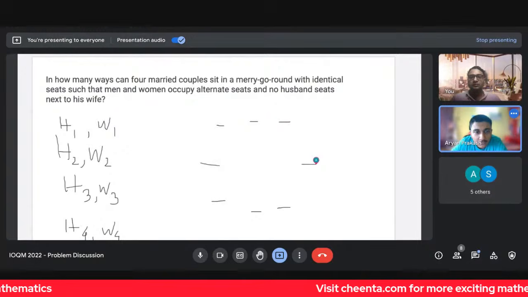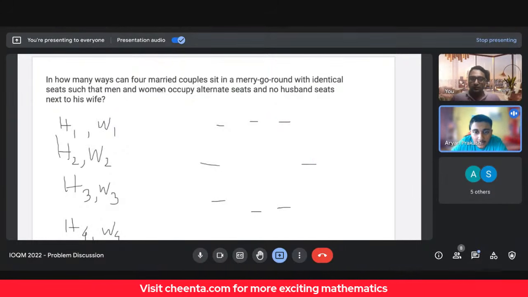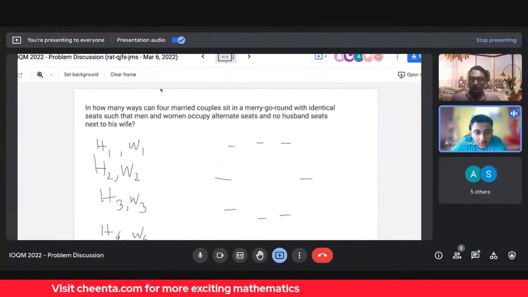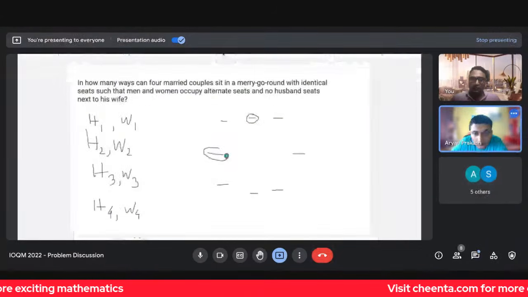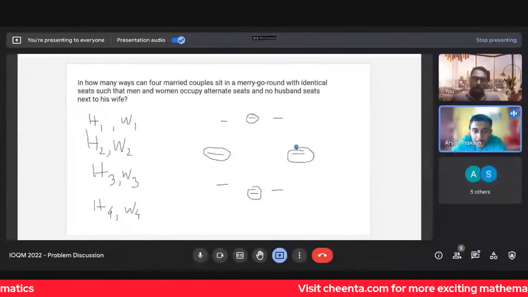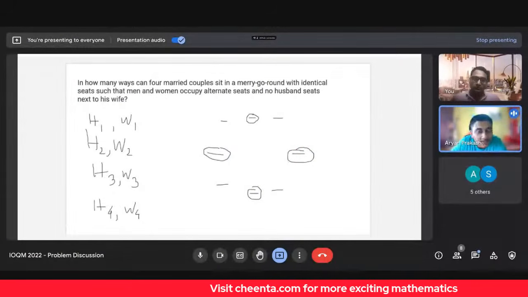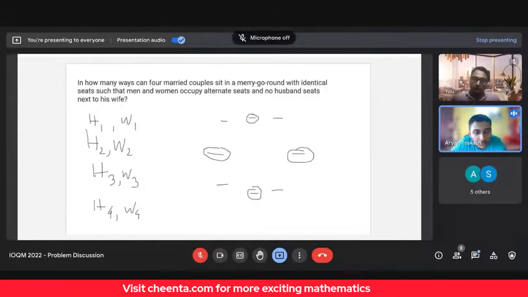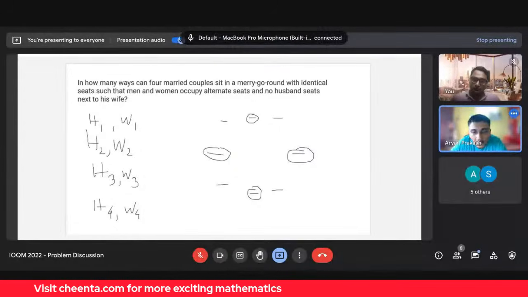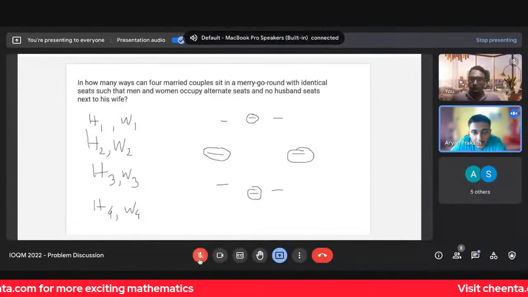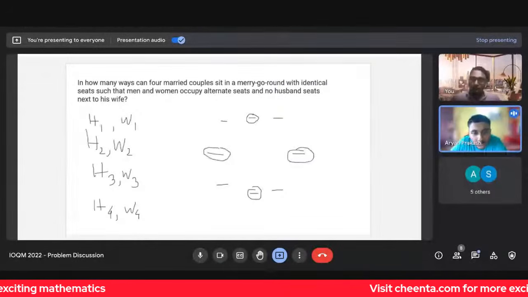So, sir, without loss of generality, because the seats are identical, I'm assuming the males are sitting here, in the circled spots. You can rotate the circled spots to get another configuration, but since the seats are identical, we would just be overcounting. So without loss of generality, I'm assuming the males are sitting in these spots, and the women are sitting in the other four spots which haven't been circled.